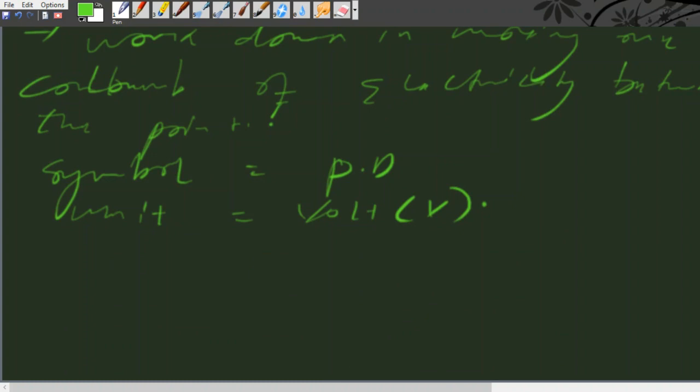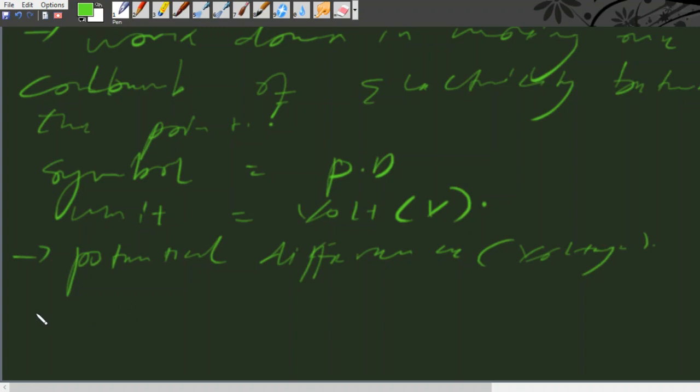Then the other thing that you must know on potential difference is that potential difference is also called voltage. So the other name of potential difference is voltage.